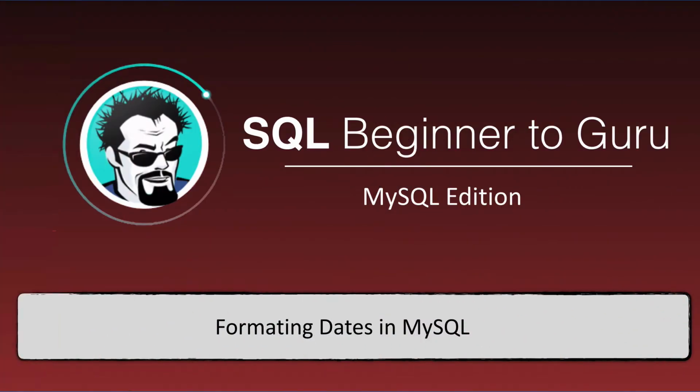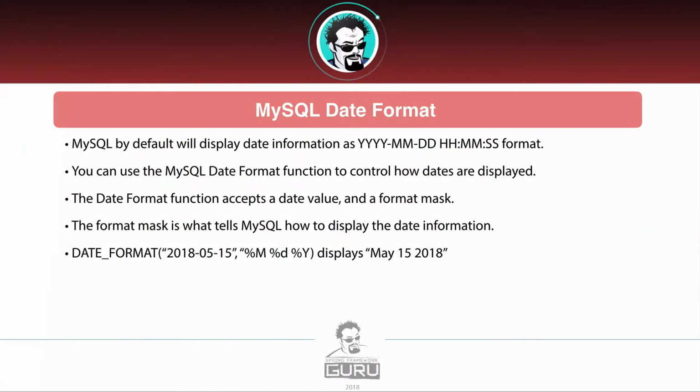Okay, we are going to be looking at how to format dates in MySQL. Now, by default, MySQL is going to be displaying date information as year, month, day. So it's going to do the 4-character year, dash, then the month, dash, then the day, space, and then we'll do the hour, minute, seconds with colons separating them. So that is the default of how MySQL is going to be working internally.